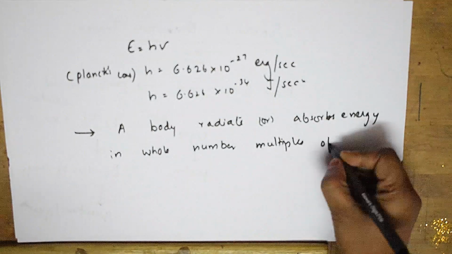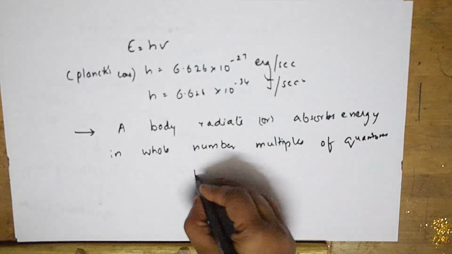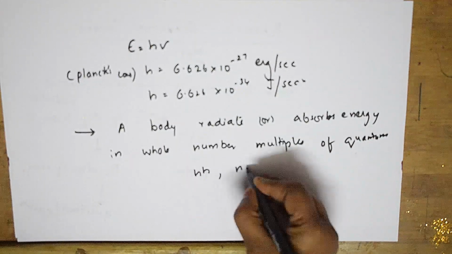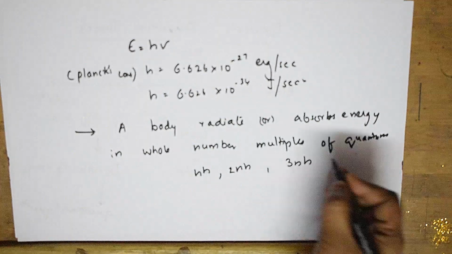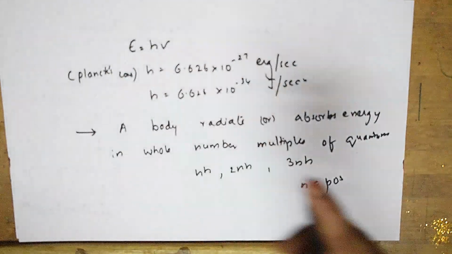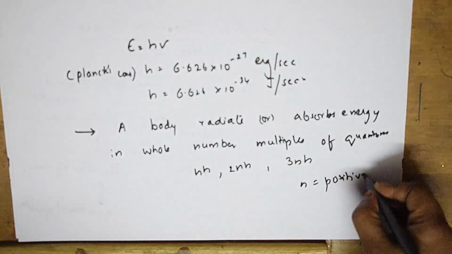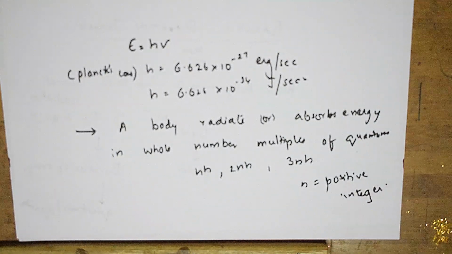Of quantum. Okay, what are they? That is nh, 2nh, 3nh, in that way. So what is n now? n is a positive integer. I'm talking about this one. n is a positive integer. That's it. So this is a simple Planck's quantum theory.